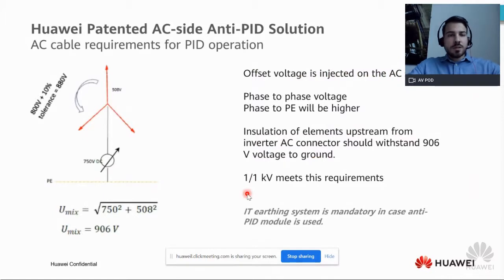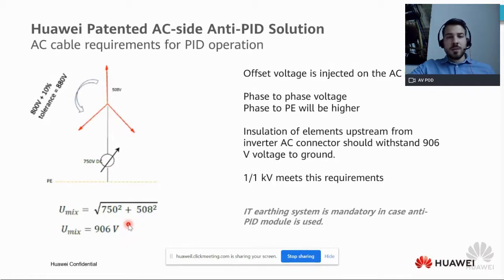We get these questions a lot. What kind of cable should be used? What are the cable requirements of this PID operation? As you have seen, the phase-to-phase voltage doesn't change, so between phases there will be no changes of voltage. But due to the fact that we add this offset voltage on the AC side, there will be increased voltage between the phase and the PE. It can be calculated via this formula. So the phase-to-PE voltage will be 906 volts at worst case.